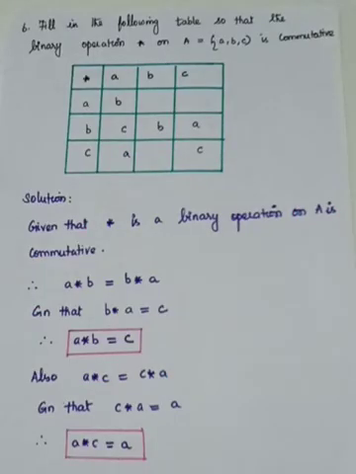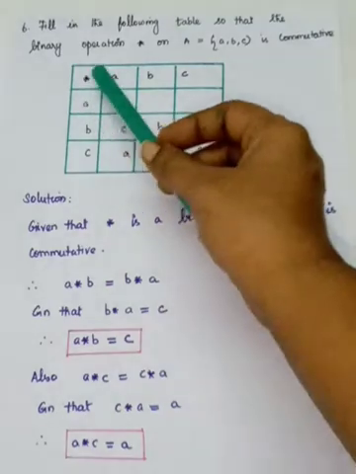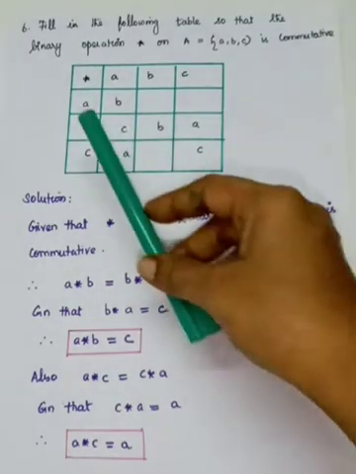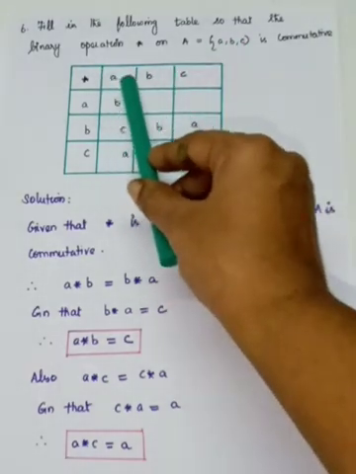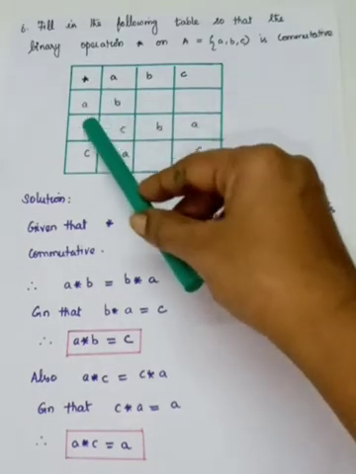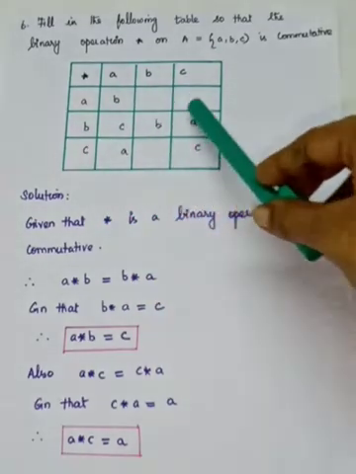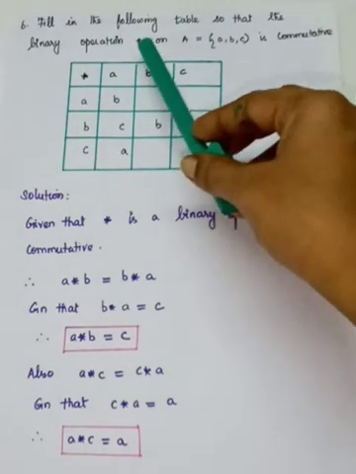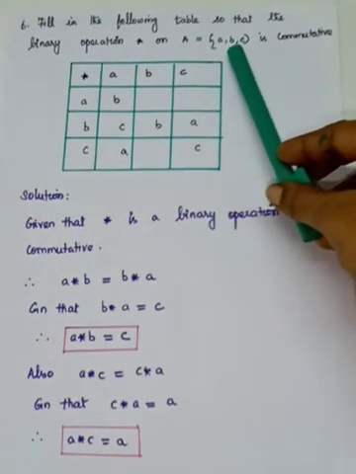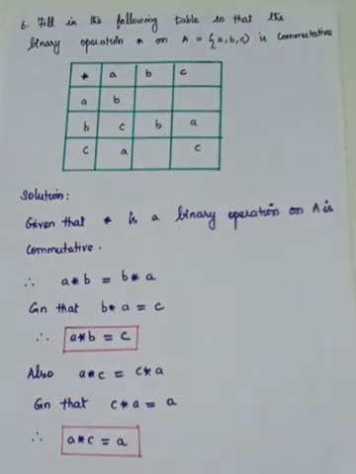Sixth problem: fill in the following table so that the binary operation asterisk on A equal to {a, b, c} is commutative. Okay, so here the table is given, it is called Cayley table. Here the operation asterisk is defined on the elements a, b, c. Row wise a, b, c is written, column wise a, b, c is written, and some answers are written in the table. What is given? The binary operation asterisk on the non-empty set A is commutative.